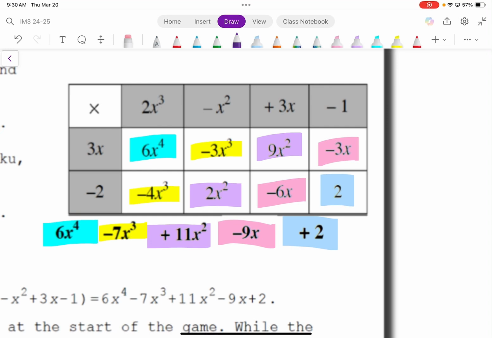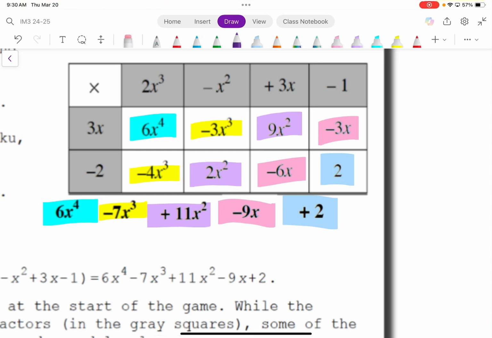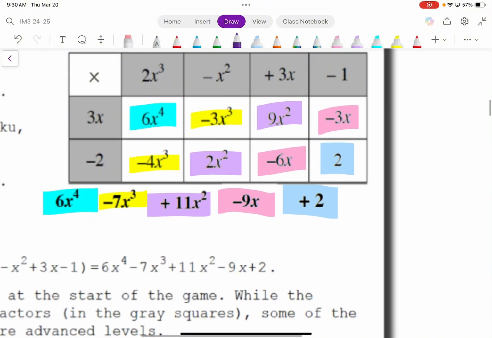All right. How do we get 6x to the 4th? 3x times 2x cubed. How do we get negative 7x cubed? Look at the bottom. In yellow, how do we get negative 7x cubed? Negative 4x cubed and negative 3x cubed, you add those together, you get negative 7x cubed. How do we get 11x squared? 9x squared and 2x squared. How do we get negative 9x? Negative 6x and negative 3x. How do we get 2? 2 or the product of negative 2 and negative 1.